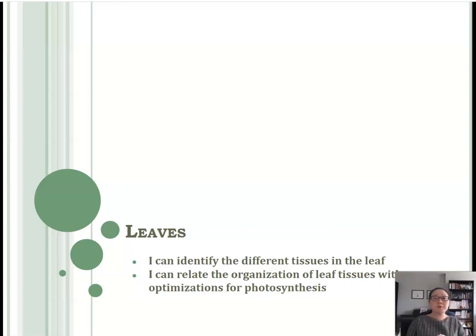Hello folks, and welcome to this lesson on leaves. By the end of this video, you should be able to identify the different tissues in a leaf and also relate the different organization of leaf tissues with optimizations for photosynthesis.